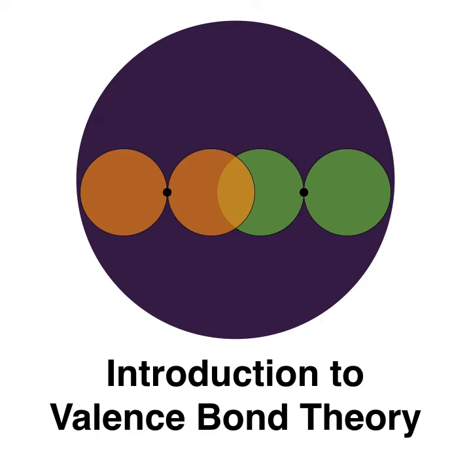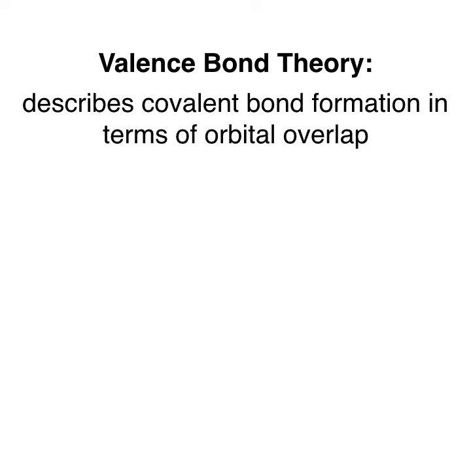This lesson will provide an overview of the valence bond theory. When atoms combine to form a covalent bond, two unpaired electrons from the two atoms pair up and are shared by both atoms. In the valence bond theory, we describe these covalent bonds in terms of the overlapping of orbitals.